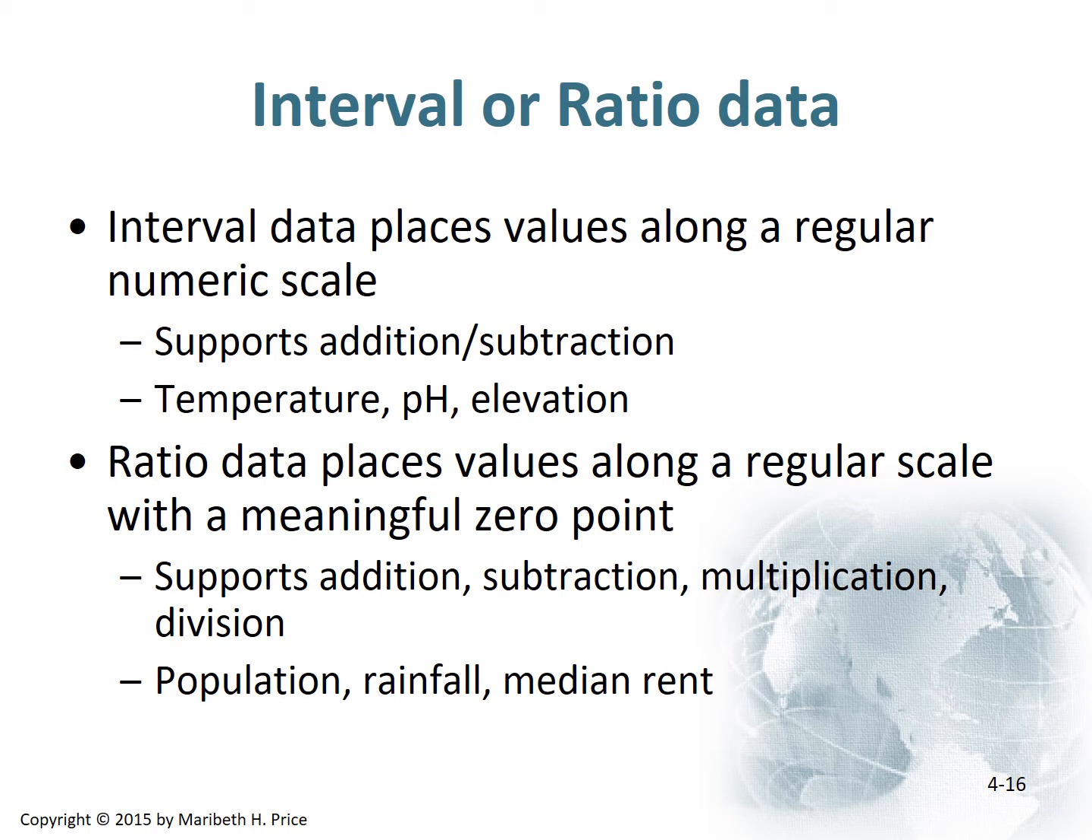For example, population. You can't have a negative population. Once there's a 0 point of no people, there's no people. You can't get less than no people. You can't get less than no rainfall. Median rent is that middle value of how much rent is paid in that area. Whatever that value is, it's sort of an absolute there. And so, you can't really have a negative, is what I'm getting at, real numbers.